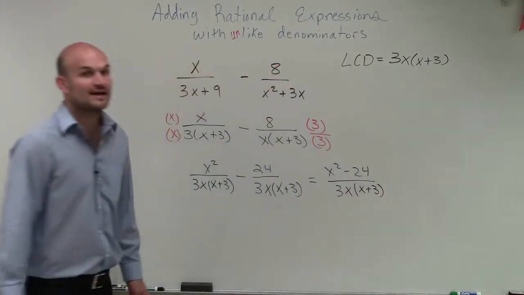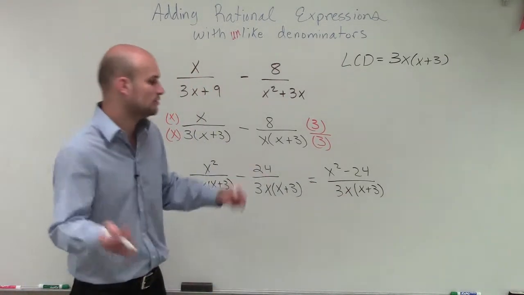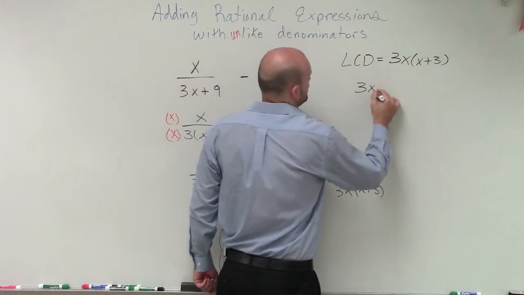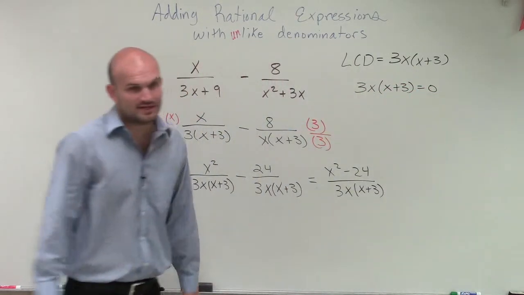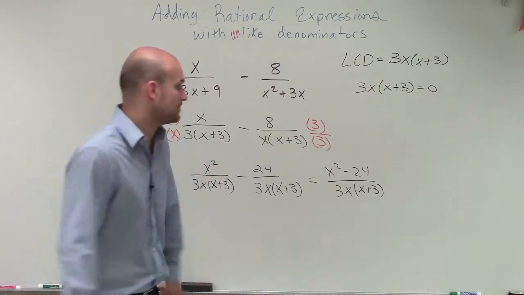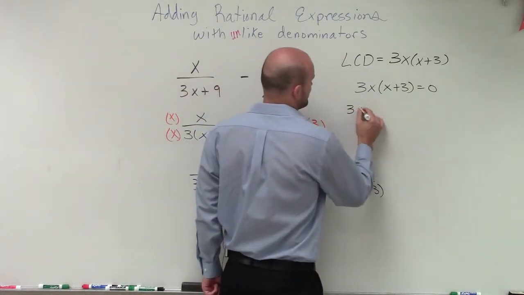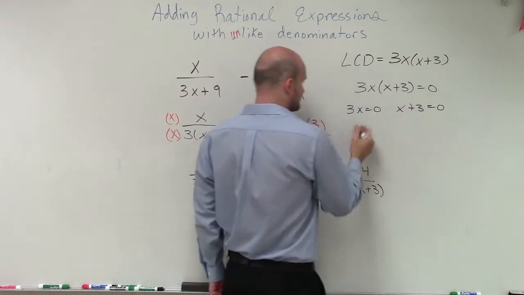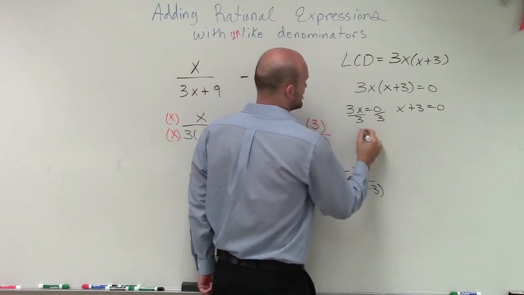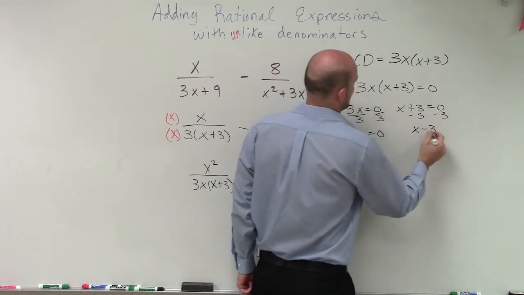And then if I wanted to write the restriction, remember, we can set our denominator equal to 0. So I say 3x times x plus 3 equals 0. Now to solve for this, I can apply my zero product property. That means I can set each one of these factors equal to 0. So I could say 3x equals 0 and x plus 3 equals 0. Therefore, by solving for x in each, I could say x equals 0 or x equals negative 3.